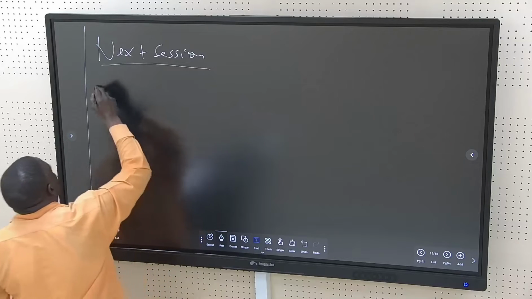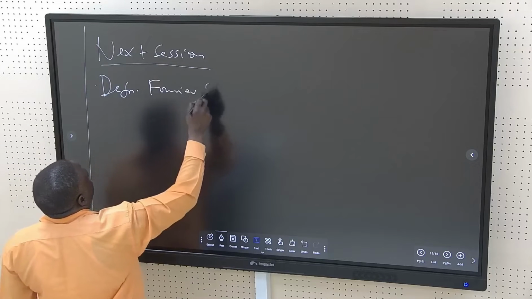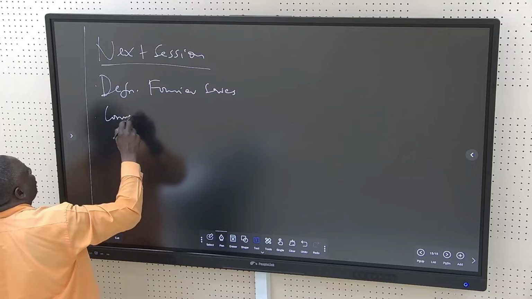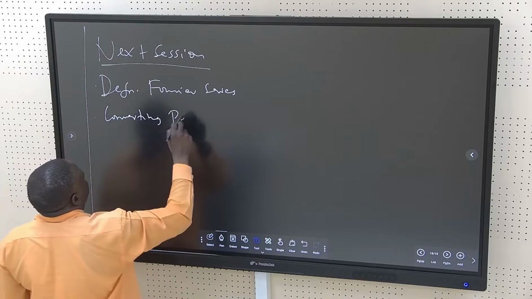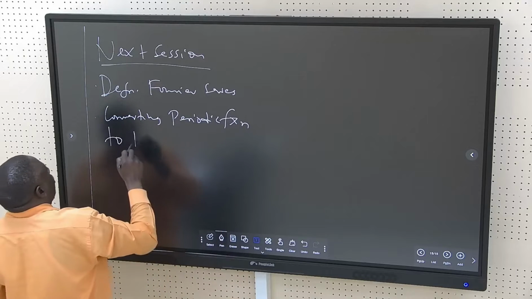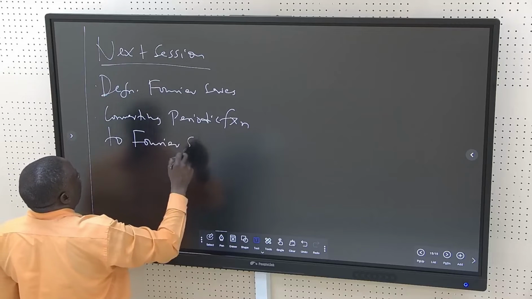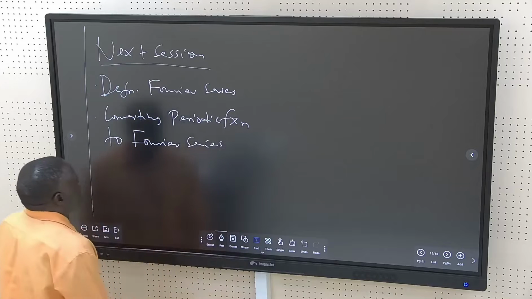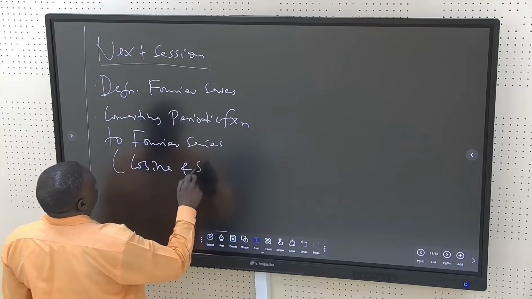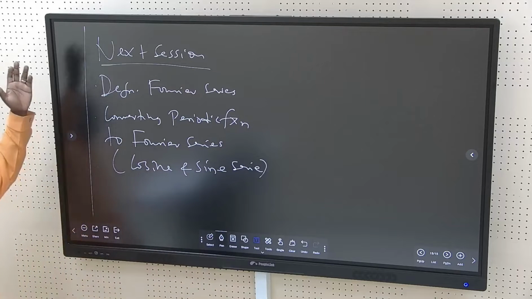We'll start discussing now the definition of Fourier series and converting periodic functions to continuous functions represented by Fourier series, that is, consisting of cosine and sine series. So this is our content in the next session.